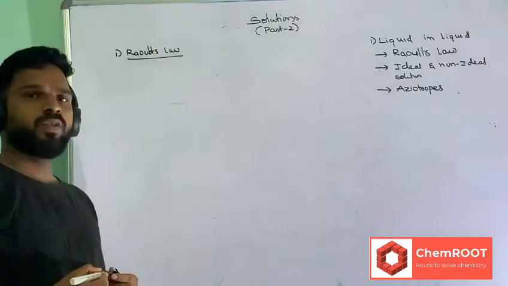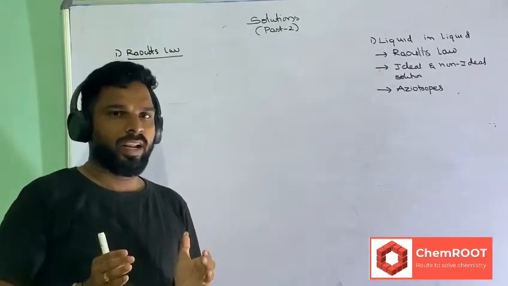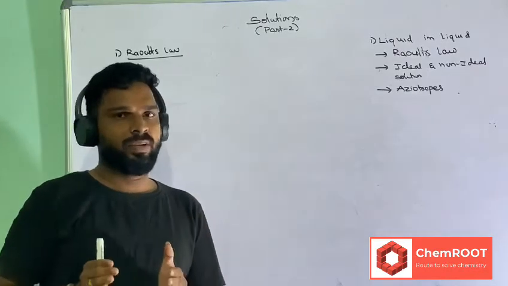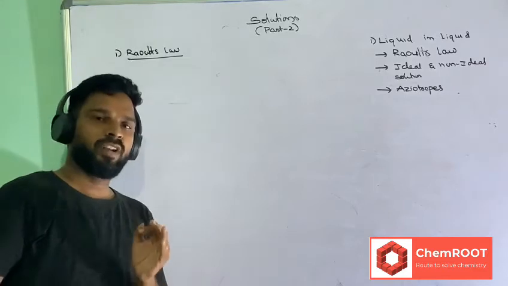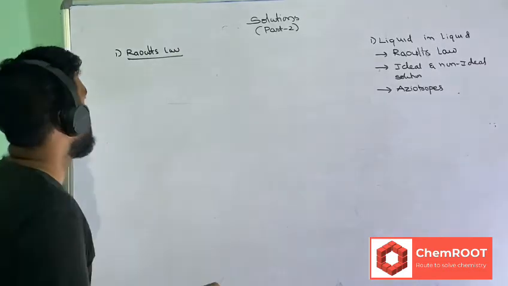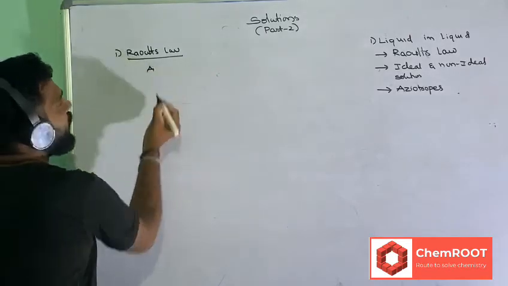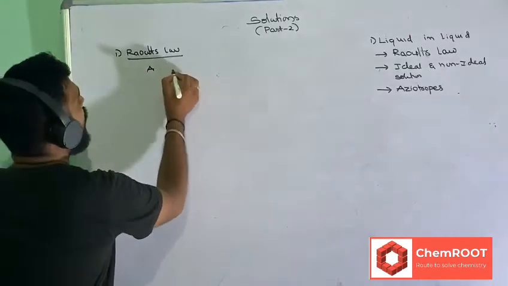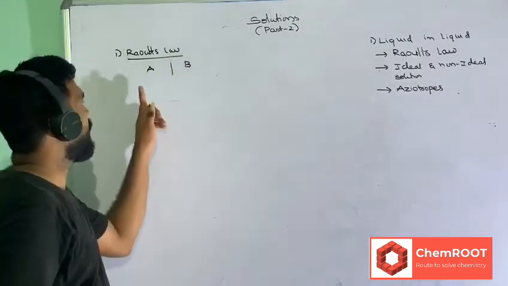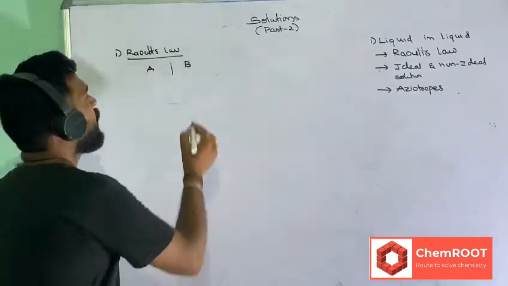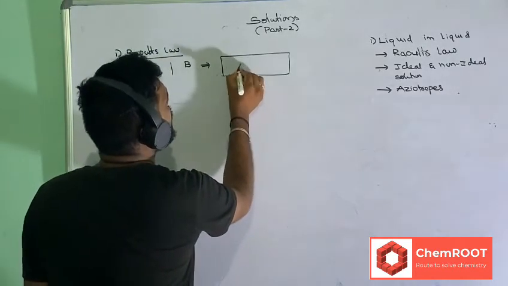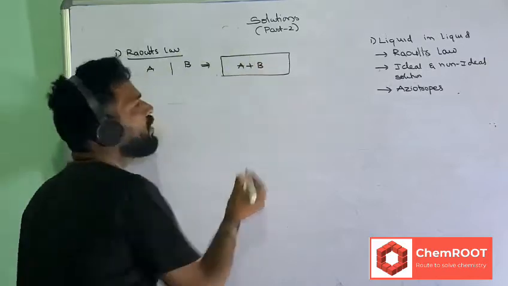So we are taking two volatile liquids and we are preparing solutions. For a solution of volatile liquids, the vapor pressure of each component is directly proportional to its mole fraction. Let us take A as a volatile liquid and B as another volatile liquid. We are making the solution. A plus B is a solution.